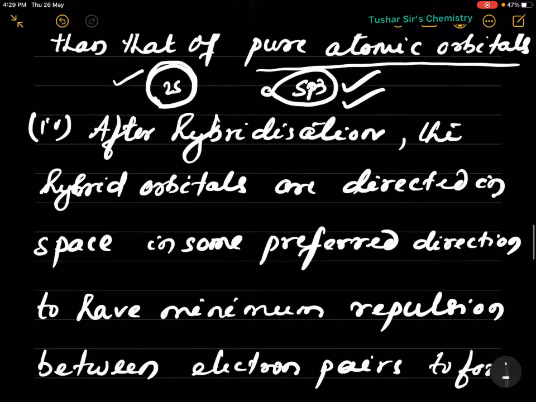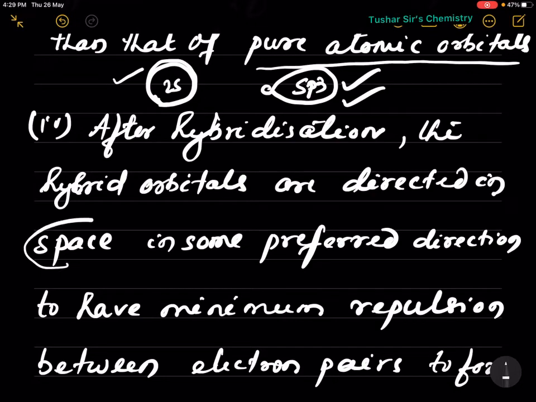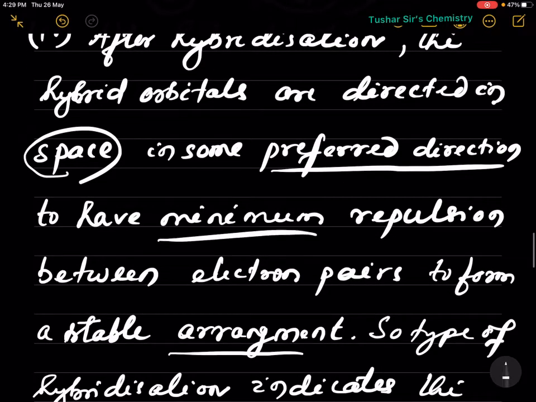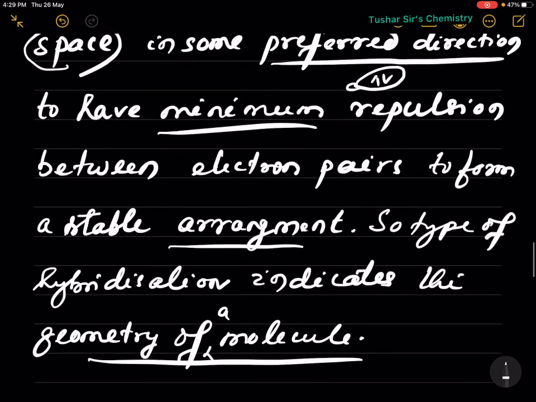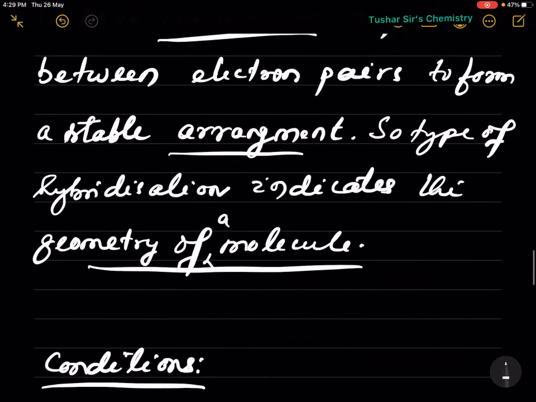After hybridization, the hybrid orbitals are directed in space in some preferred direction to have minimum repulsion, because hybrid orbitals also carry electrons, so they repel each other. To have minimum repulsion and maximum stability, they remain far away from each other to form a stable arrangement. So the type of hybridization indicates the geometry of a molecule.